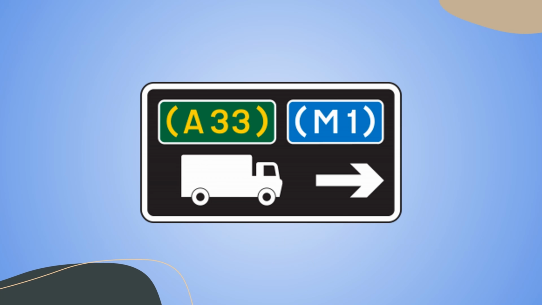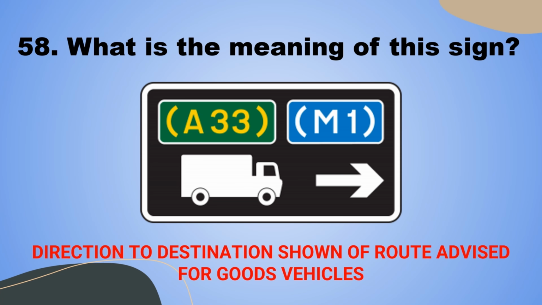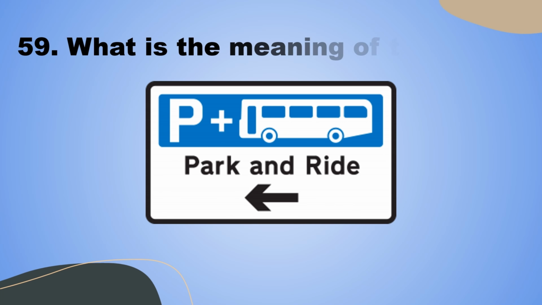Next sign. What is the meaning of this sign? Direction to destination shown of route advised for goods vehicles. So if you want to remember goods vehicles, just remember a truck, because the symbol on the sign is a truck for all these goods vehicles. So the direction would be on the right, sorry. The next sign is this. And what is the meaning?